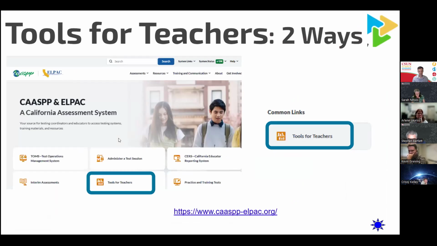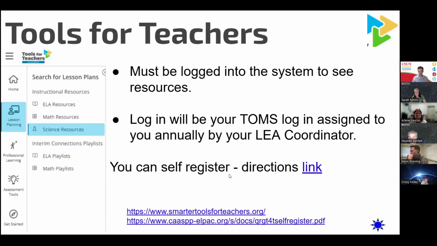So in the slides, it looks like this. How do you get there? Go to cast-lpac.org. You can click Tools for Teachers. You can also use the link. But most of the Smarter Balanced things for the state of California are accessible through that cast-lpac.org site. So I recommend that as your core place to remember and start and go places from.